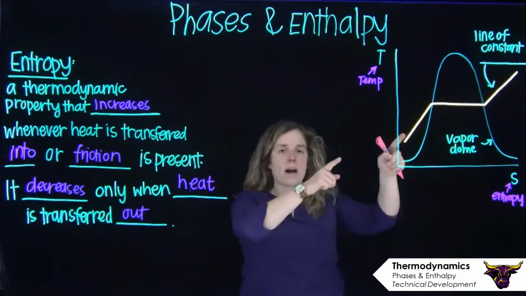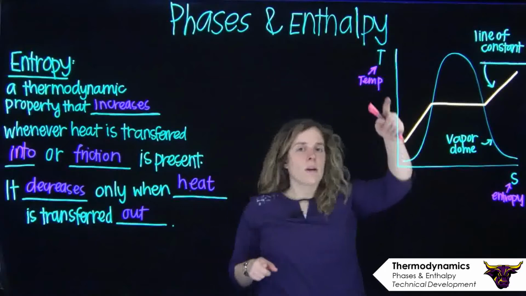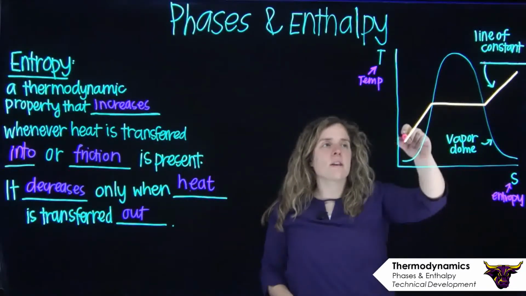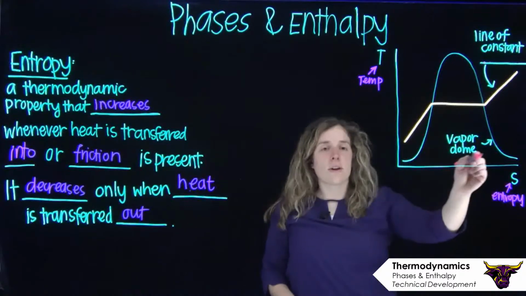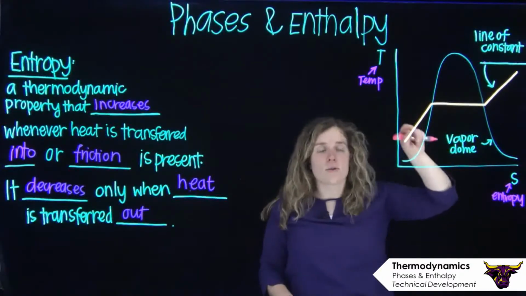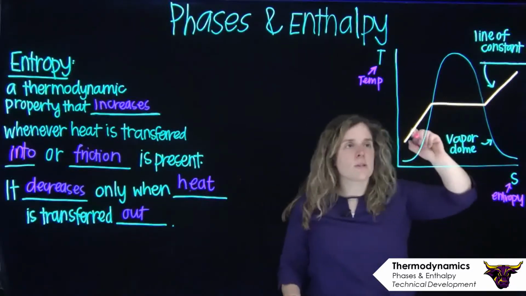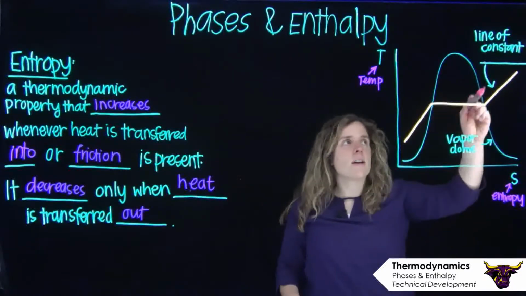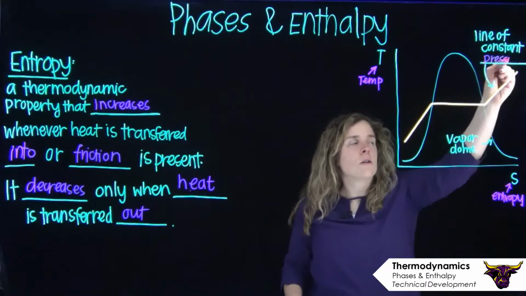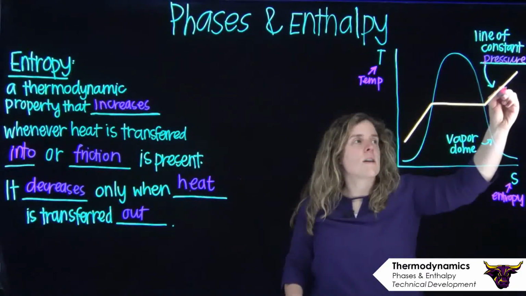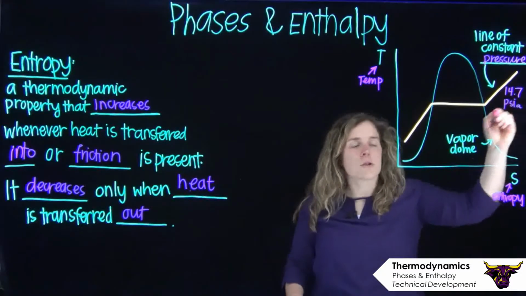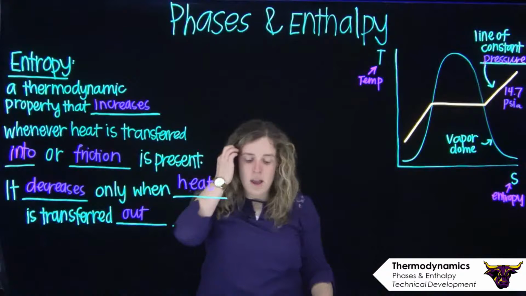Okay, jumping back to this diagram, we have temperature and we have entropy. We have this line going through, called our vapor dome. We're going to assume this is for water. This is going to walk us through the phases of water. So this is our vapor dome, and then we have this line of constant pressure. In this case, let's say it is 14.7 psi, so we're just at atmospheric pressure.